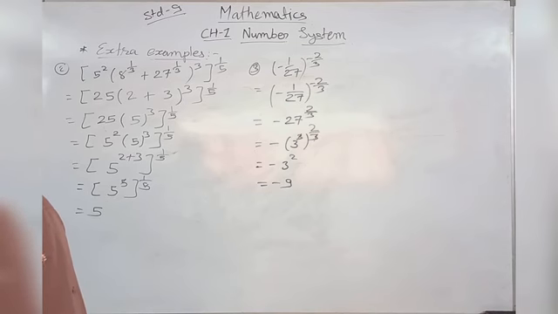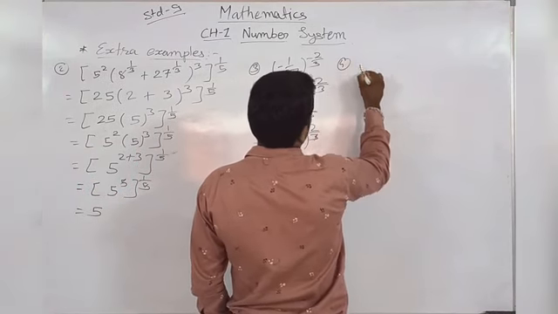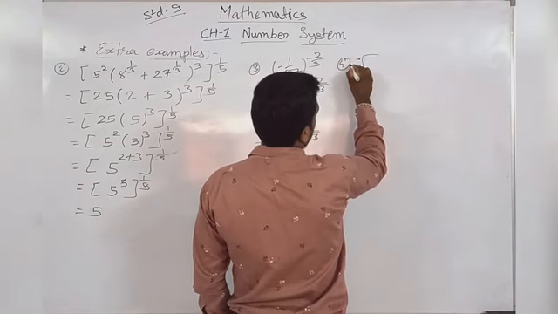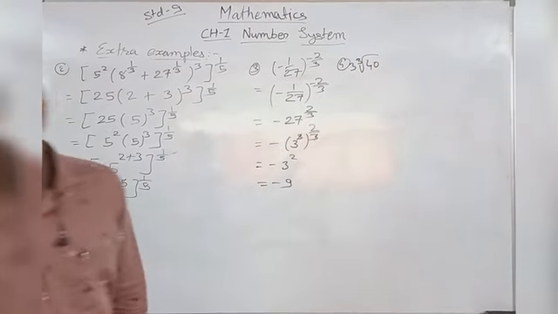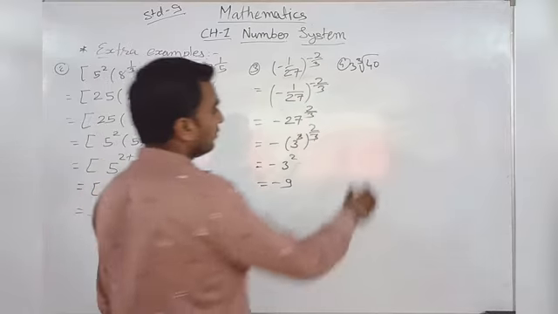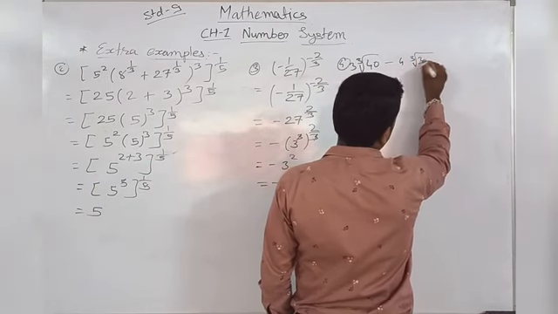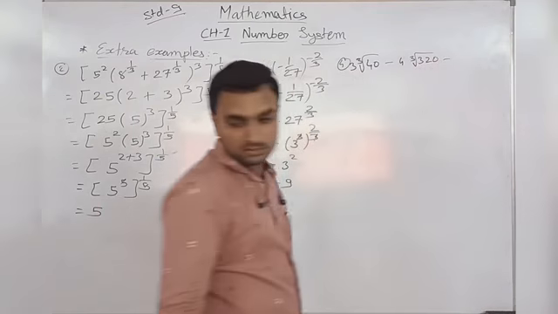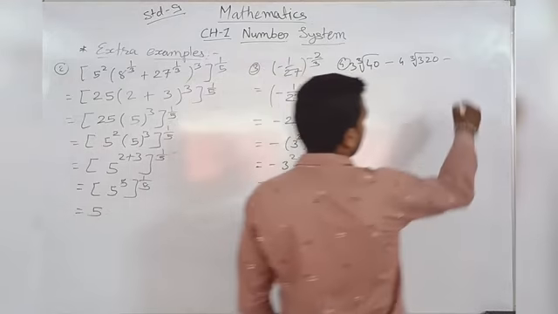Your question number 4: 3 cube root 40 minus 4 cube root 320 minus cube root 5.